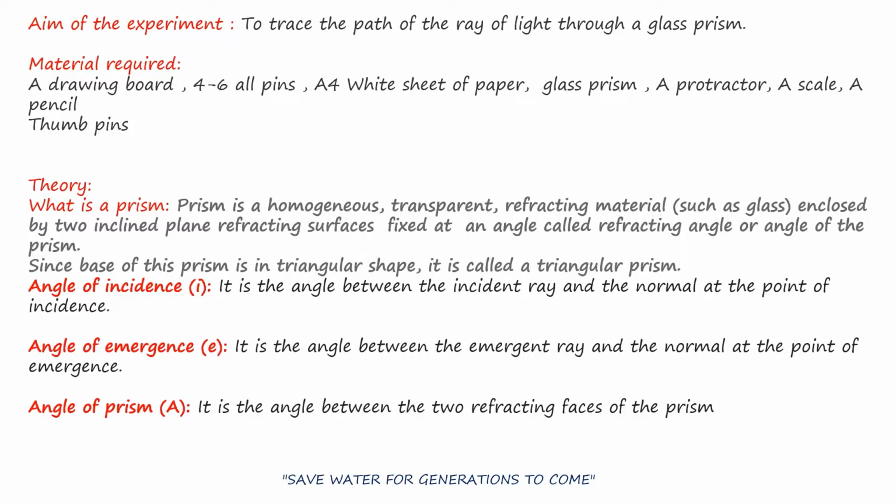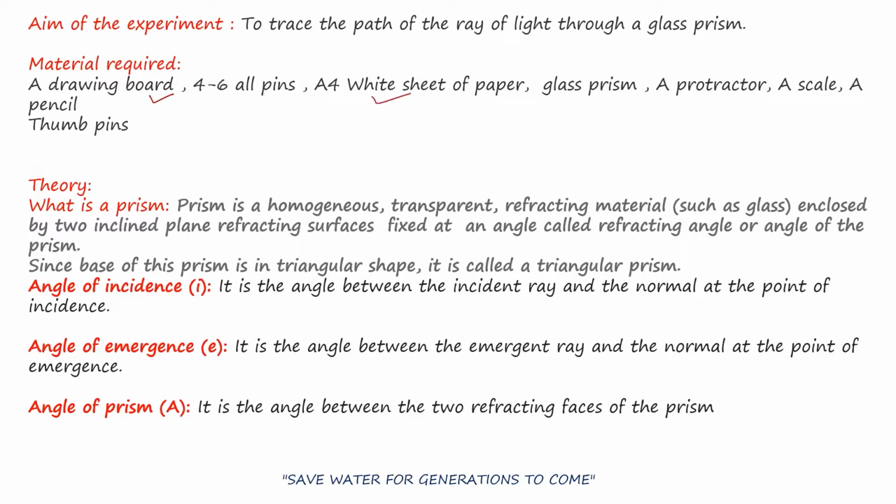While performing the experiment, first of all, we have to write down the aim of the experiment in the notebook. So the aim of the experiment is to trace the path of a ray of light through a glass prism. Then the second point is material required. What material is required to perform the experiment? Here the material required is a drawing board. It should be soft so that all pins can be inserted easily.